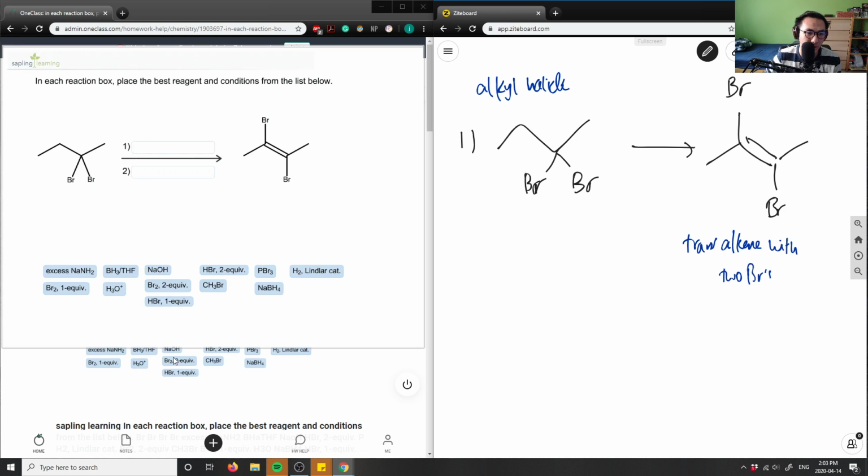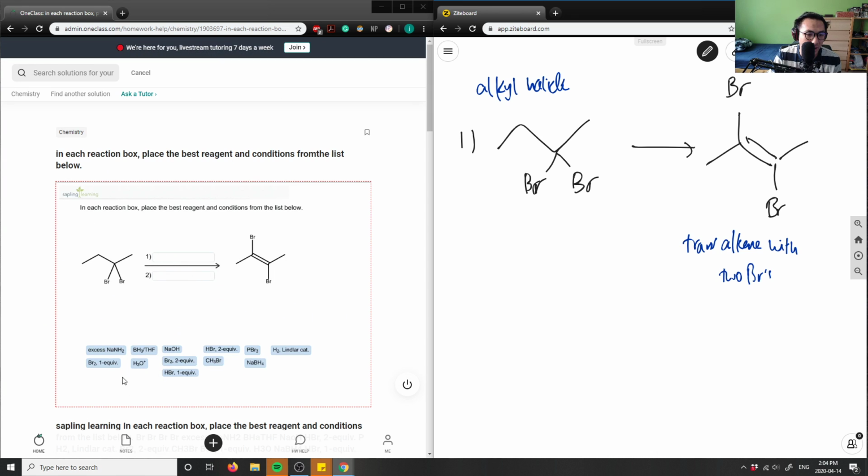NaOH is simply a base, so I would get a hydroxyl group. HBr wouldn't do much here. Maybe in a second step it might do something. PBr3 is just a bromination. Lindlar's catalyst doesn't do anything with my alkyl halide with the alkene double bond, because that just reduces alkynes to alkenes. Bromine, 1 equivalent, doesn't really do much here. The acid wouldn't reduce my base here. It would actually just make an OH group, so another hydroxyl.